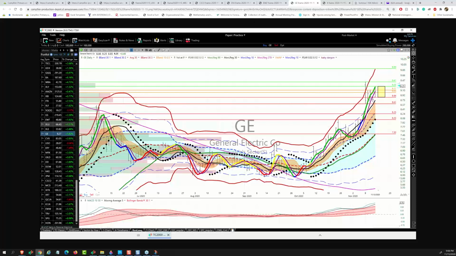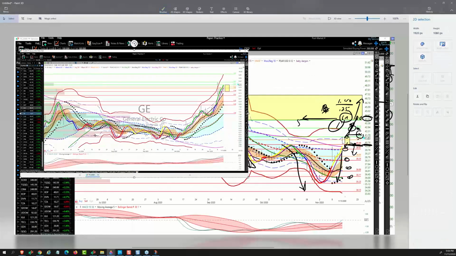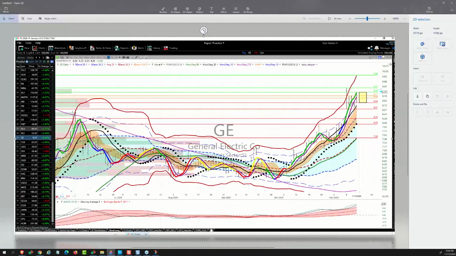GE is interesting, like Cisco, in the fact that it has really rejected that long, horrible slide. Let's take a look at this one. This is actually genuinely evidence of a turnaround.